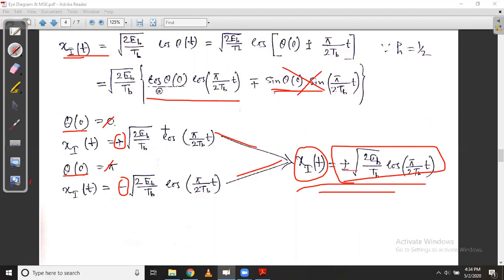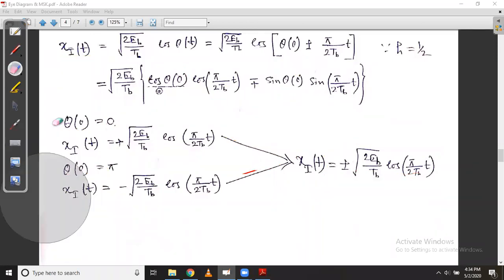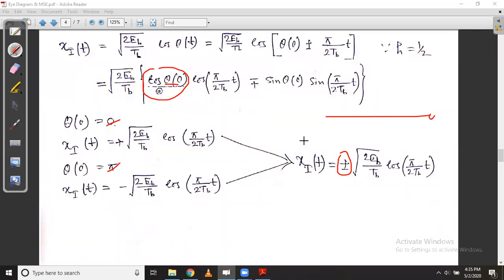Here you have to remember, whenever cos is there, this term is giving you this plus and this minus. This you have to use in the next section. Okay, this cos is giving you this plus and this minus, by choosing the value of theta as 0 and pi. That means this is 0, this is your pi. Up to this, we have derived this one.